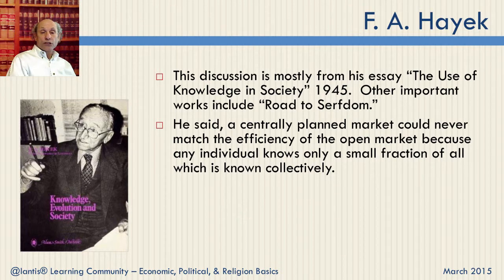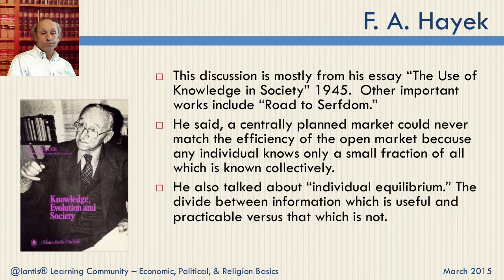He said a centrally planned market could never match the efficiency of an open market because any individual knows only a small fraction of all which is known collectively. I just think this is brilliant, and you're going to see me reference this a lot from now on. He also talked about an interesting concept called individual equilibrium, the divide between information which is useful and practical versus that which is not. In some of my other writings, I talk about the information sweet spot as the example of this, and hopefully I'll have a lot of time to go into more detail. It's fascinating.